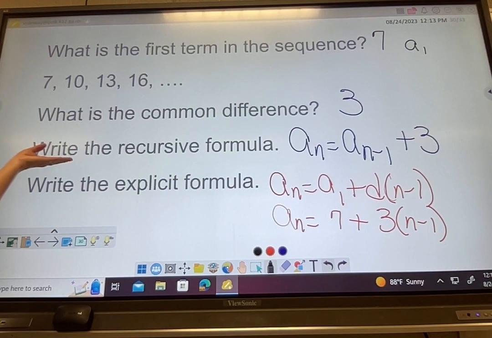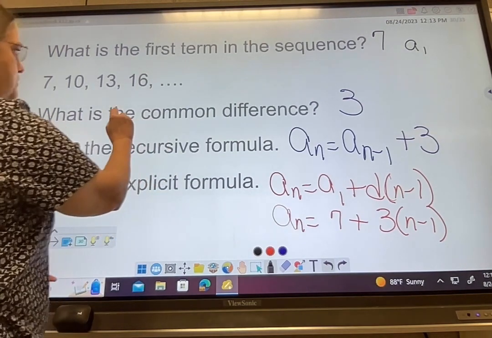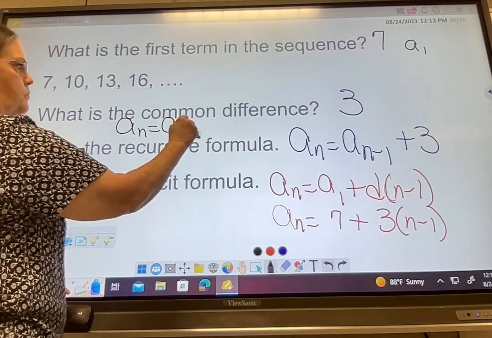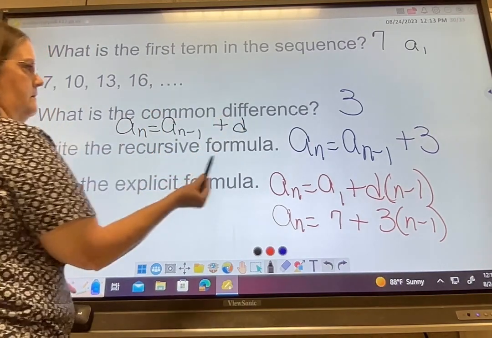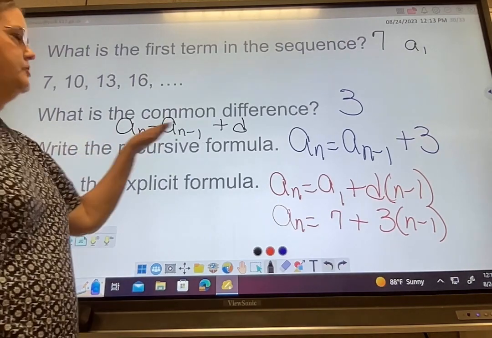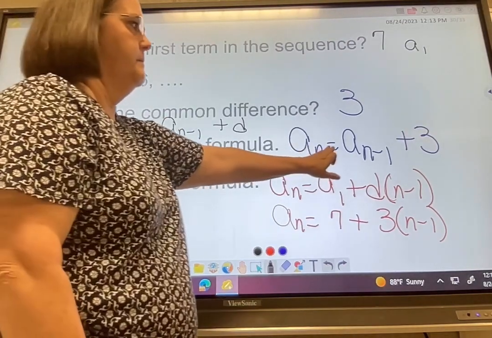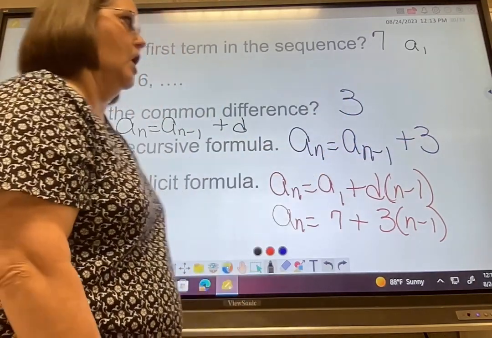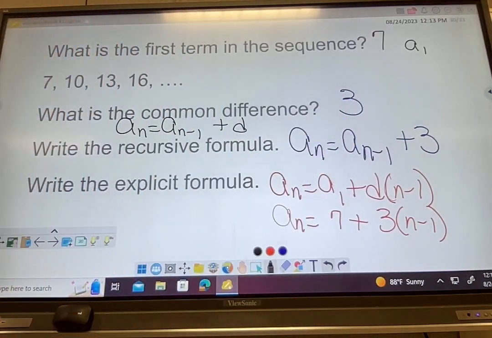So if I write the recursive formula, remember the recursive formula is a sub n equals a sub n minus 1, and then you add the d. So all I have to do to write the recursive formula here is just pop it down and say a sub n equals a sub n minus 1, and then add the 3 to it. It's that simple. That's all the formula is.